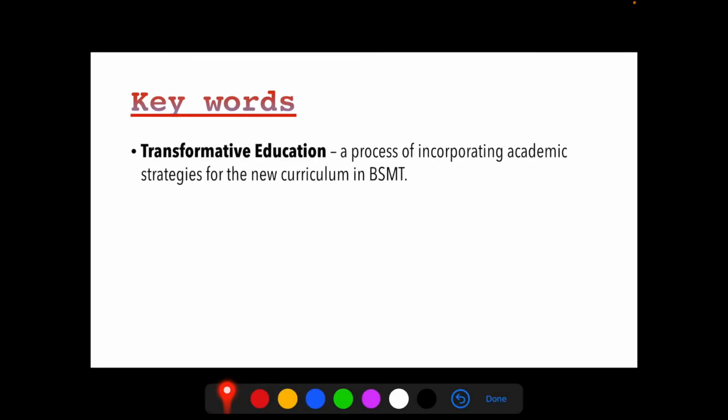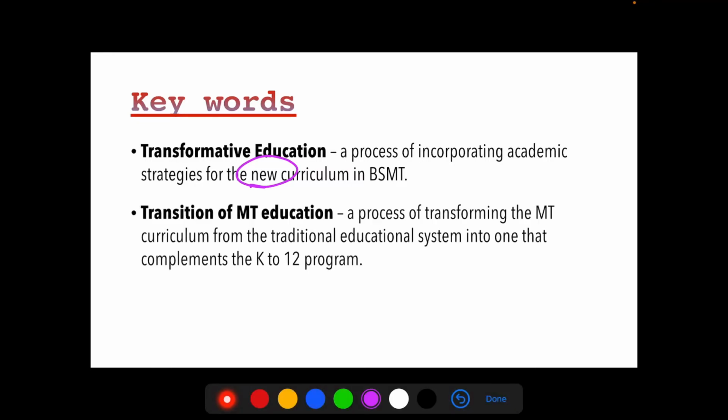Next one, we have transformative education. This one is the process of incorporating academic strategies for the new curriculum in Bachelor of Science in Medical Technology. It's like transforming the education, the BSMT program, by incorporating new standards, new regulations, or new curriculum. Next one, we have transition of medical technology education. Transition is a process of transforming the medical technology curriculum from the traditional educational system into one that complements now the K-12 program.